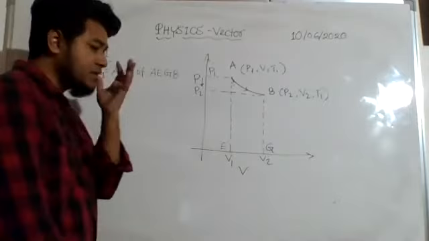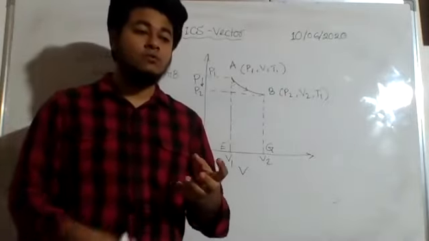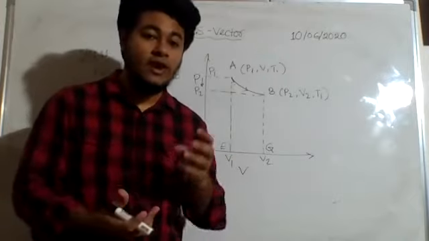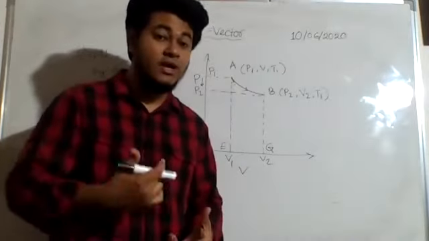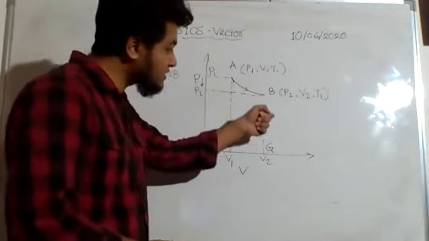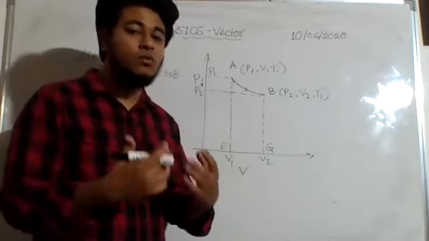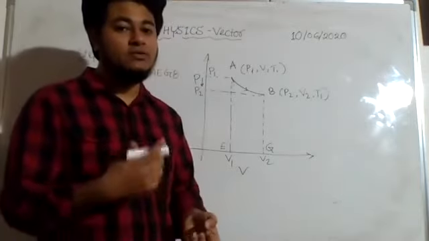Now, here it is very interesting because you have already studied how the curve of an adiabatic process is different from the isothermal curve, right? The adiabatic curve is going to be steeper. If you remember, we already studied that the adiabatic curve will be steeper than the isothermal curve.